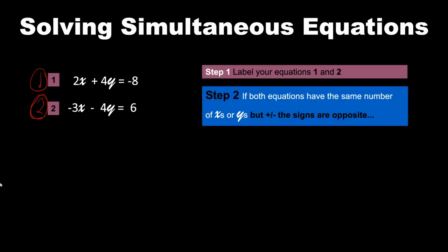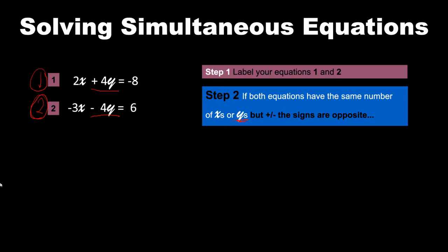Okay, step 2. If both equations have the same number of x's or y's, but the signs are opposite. Now, is that the case here? I certainly don't have the same number of x's, 2x and negative 3x, they're not the same. But look at the coefficients for the y terms. Here I've got positive 4y, and here I've got negative 4y. They're almost the same coefficients, but the signs are opposite. So yes, step 2, I do have the same number of y's, but the signs are opposite.